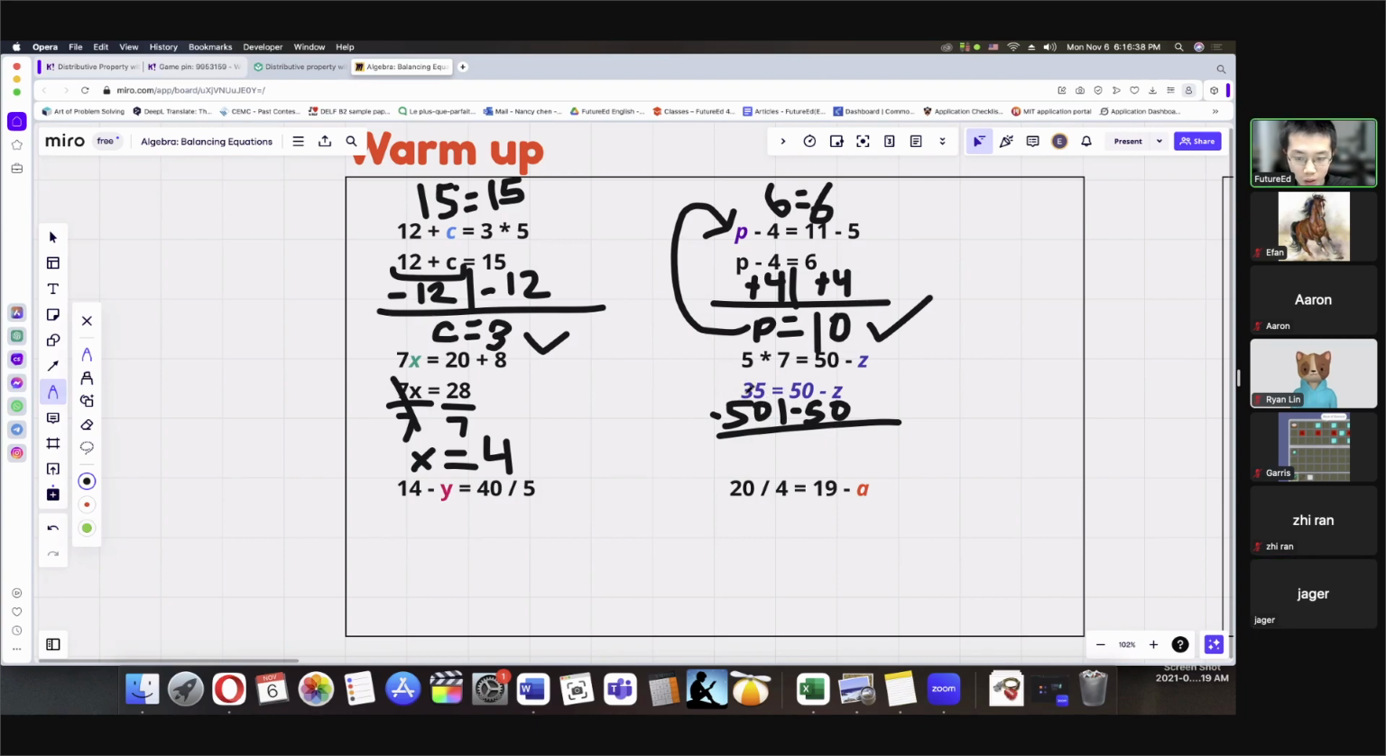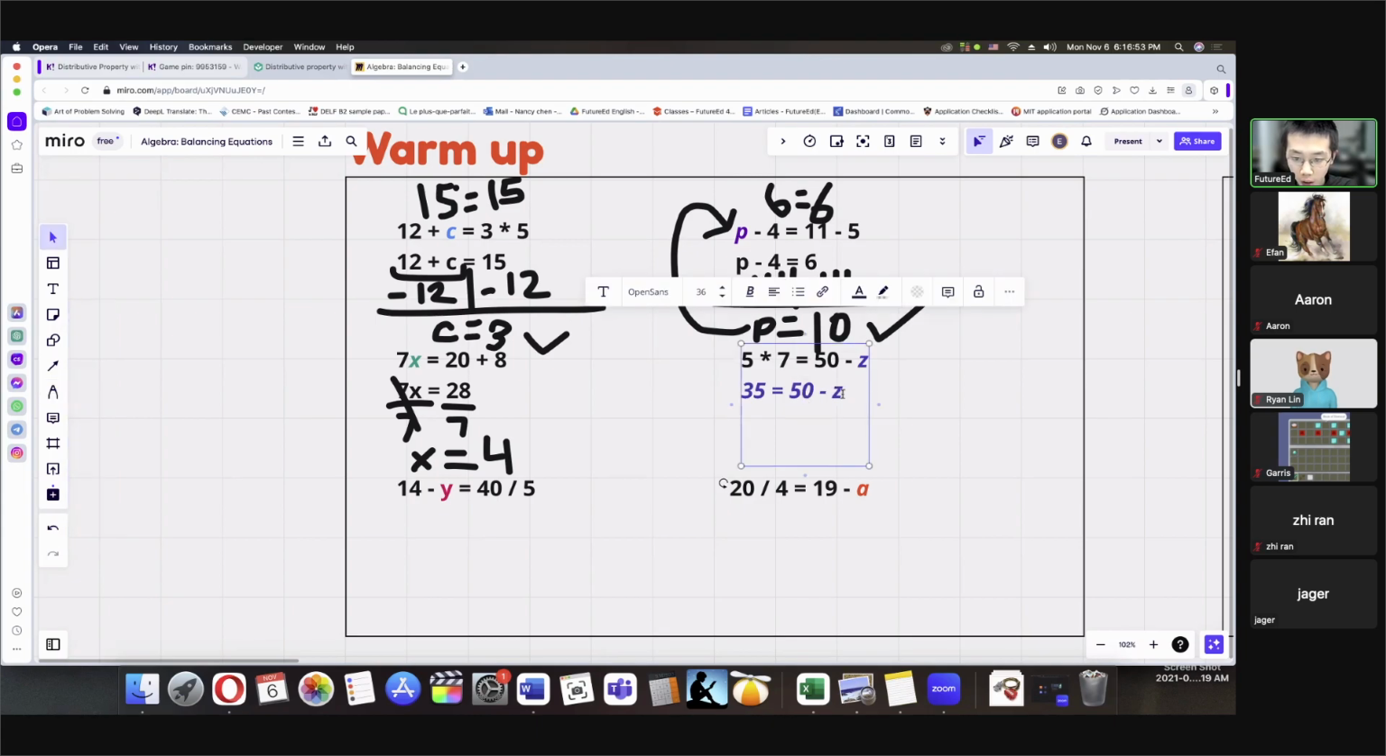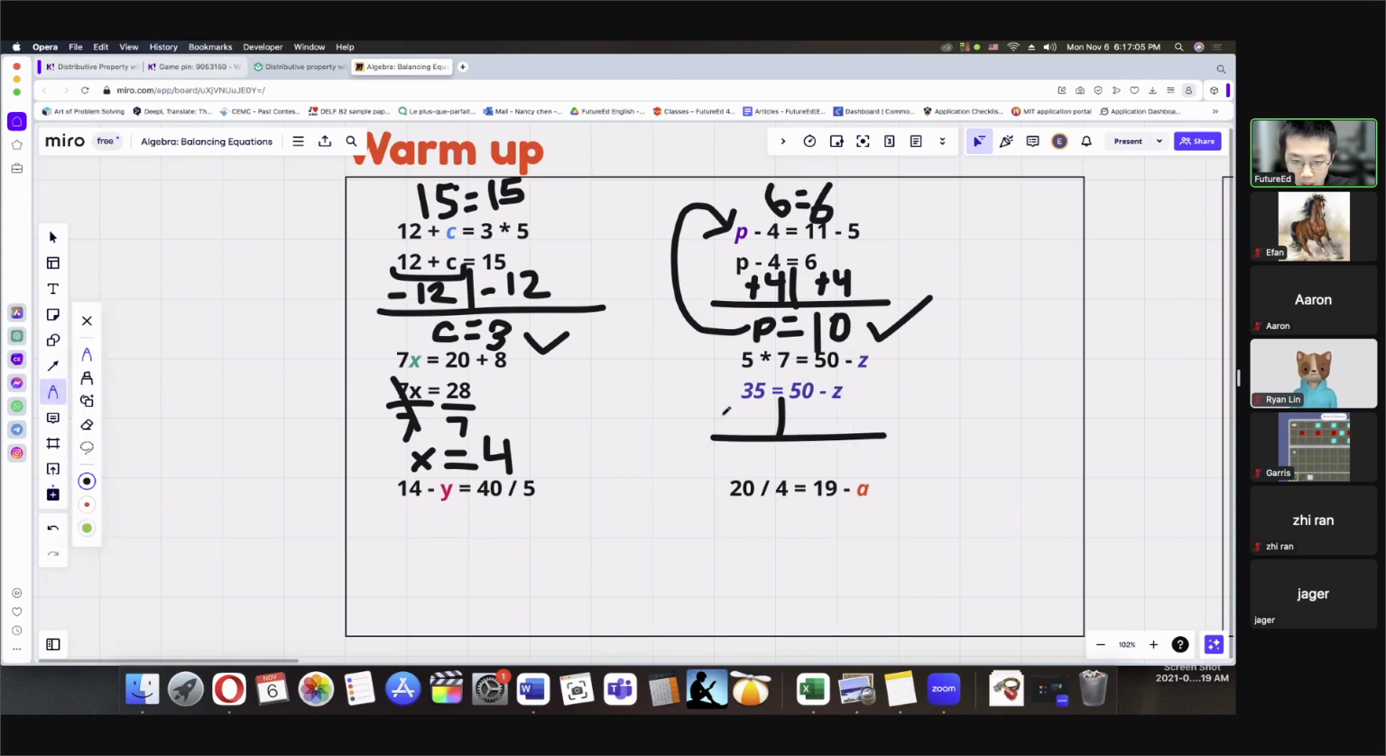Okay, these numbers are actually a bit big. If you're not comfortable with negative numbers, I totally agree. It can get a bit confusing sometimes. So let's do this another way. Instead of moving the 50, we can move the z to the other side. What happens if I add a z on both sides?